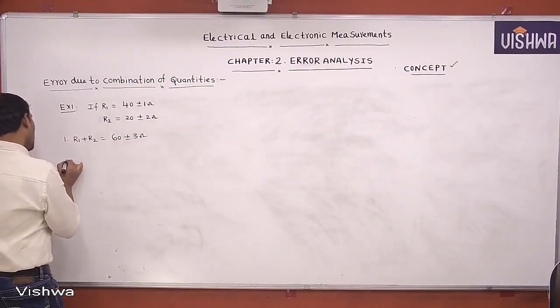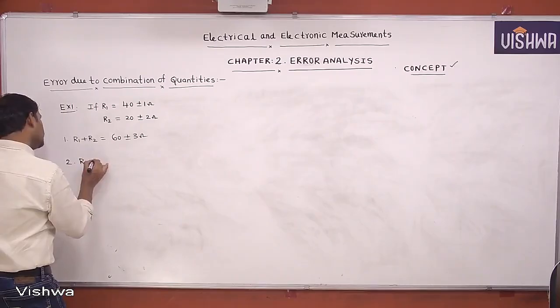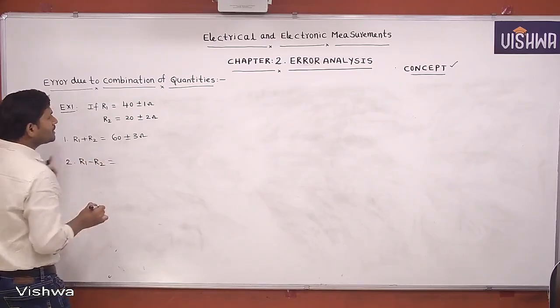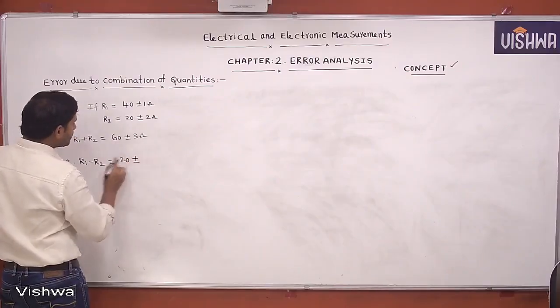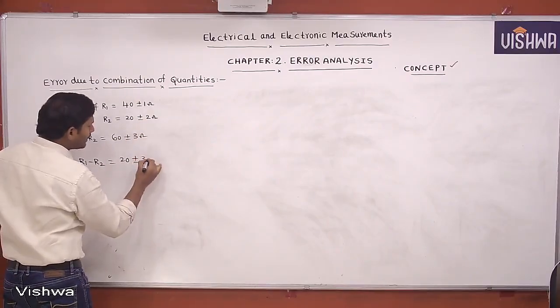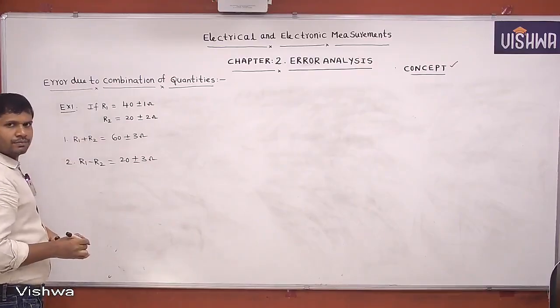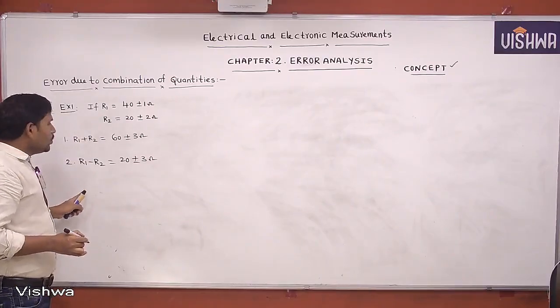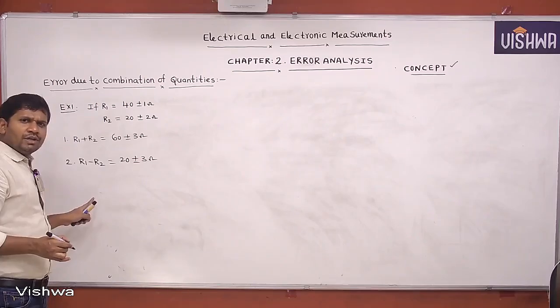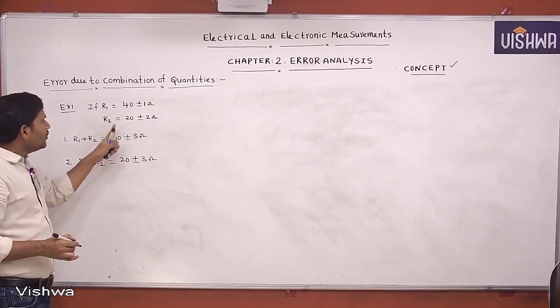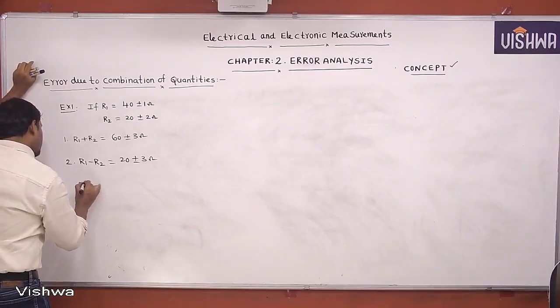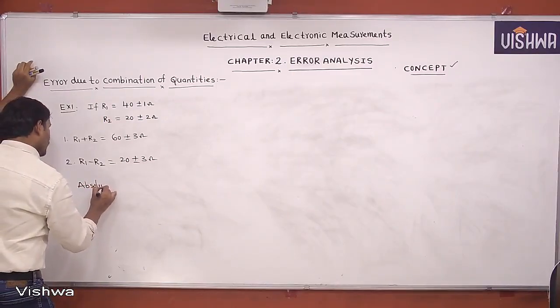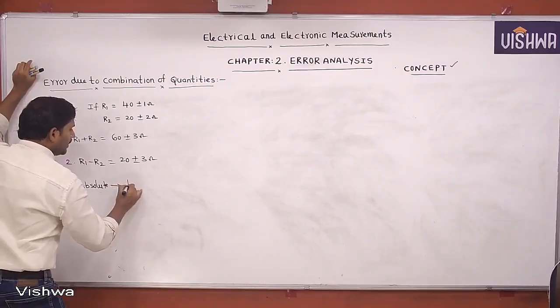Can you tell what is R1 minus R2? R1 minus R2 equal 40 minus 20, 20. In subtraction also absolute errors are added directly. Write like this. Then if you want to do multiplication, division and composite factors, you convert absolute into limiting. Then how to convert absolute to limiting error?